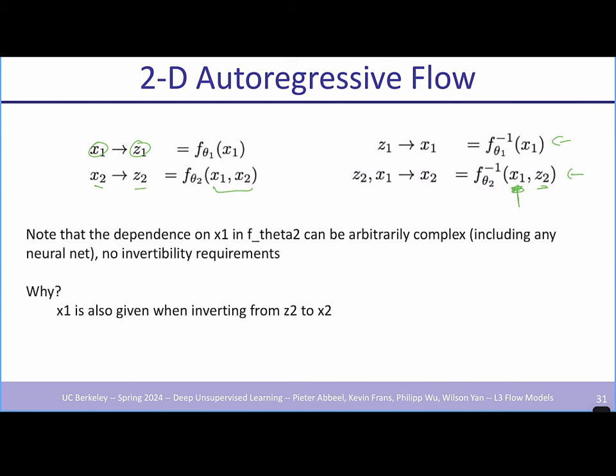Yes? So when we're getting x2, why is it F theta 2 inverse taking in x1 and z2 instead of z1 and z2? Great question. Why not use z1 here instead of x1, right? That's called an inverse autoregressive flow. So that exists too. We'll talk about it. They're both reasonable models, and we'll talk about both. I agree. Both are reasonable choices.